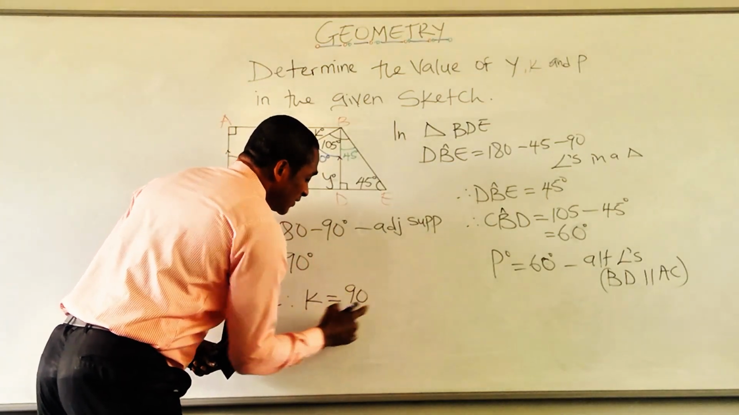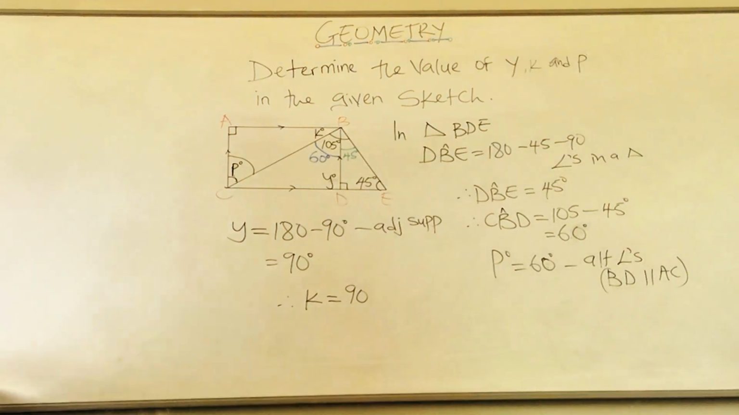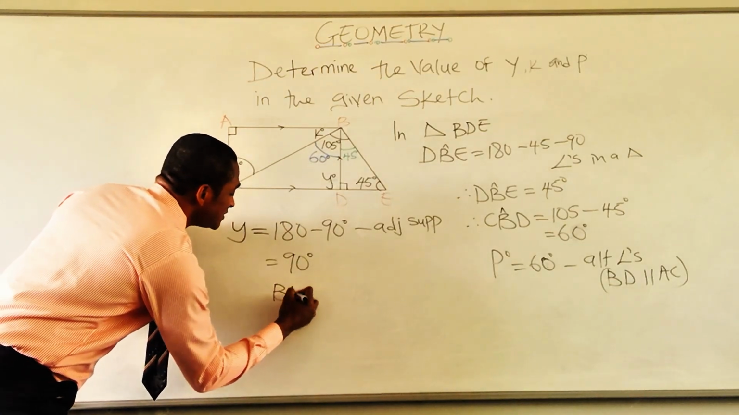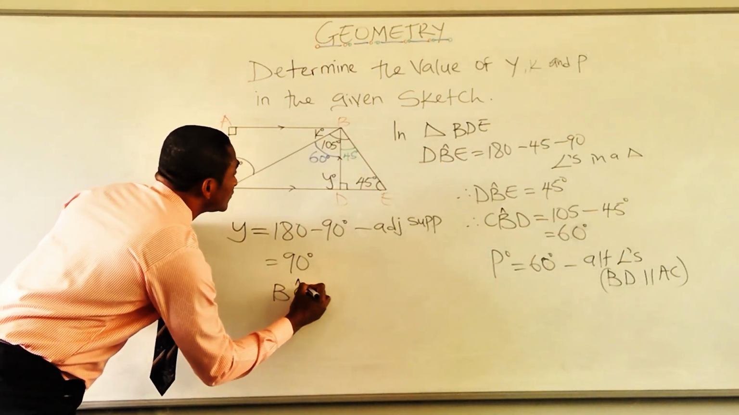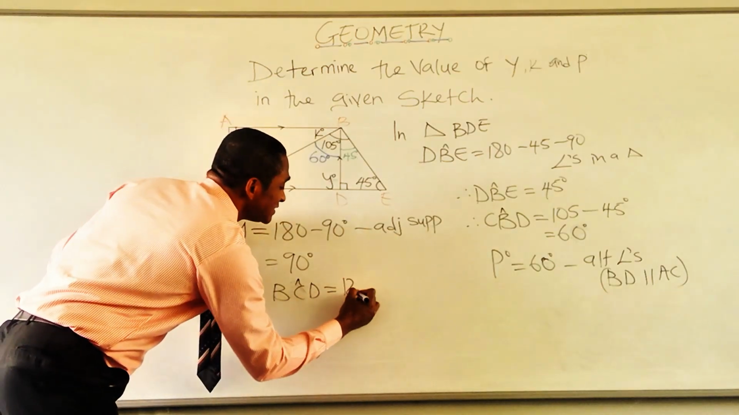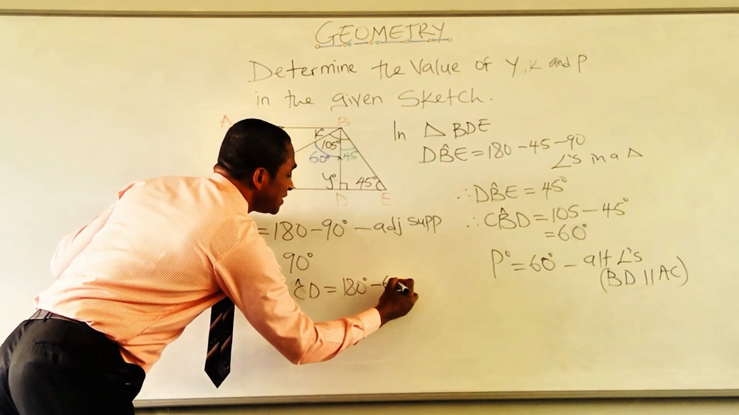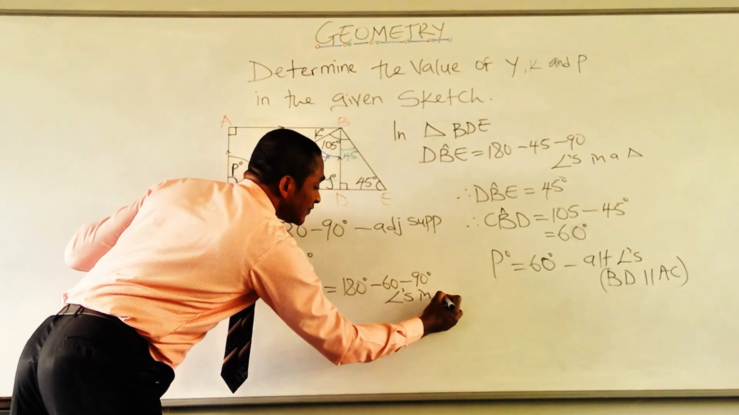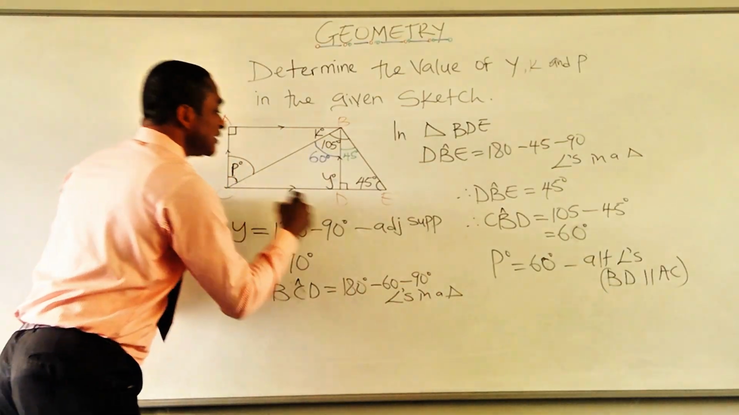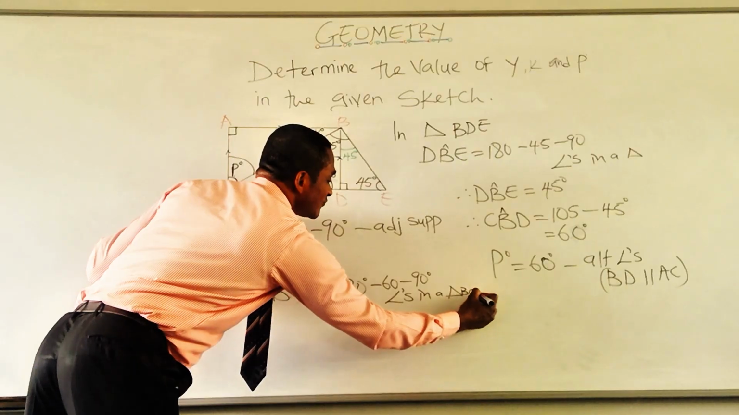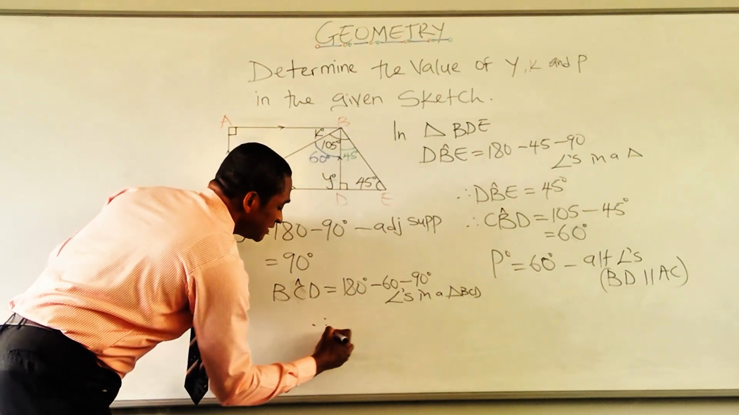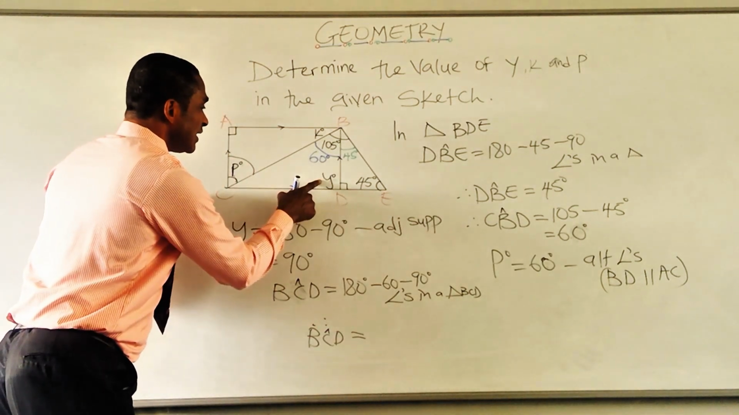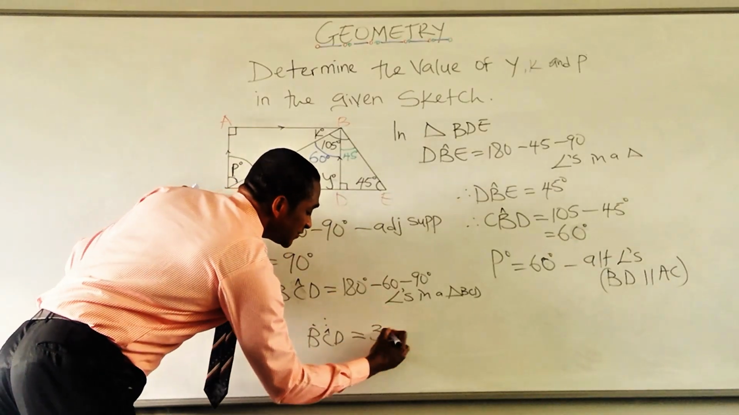Okay, let's not go there. Let's use a different approach. I want to be clinical about this. I will say that BCD is equal to 180 minus 60 minus y, which is 90, and my reason is angles in a triangle. In this case, we are looking at triangle BCD. Therefore, our BCD is equal to 180 minus 150, which is 30 degrees.